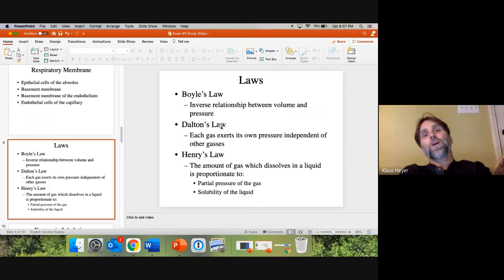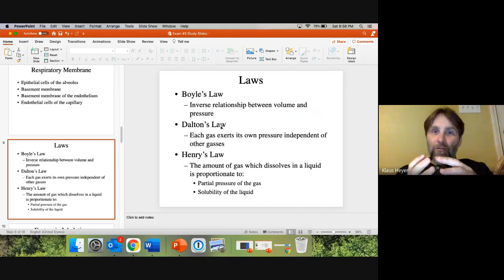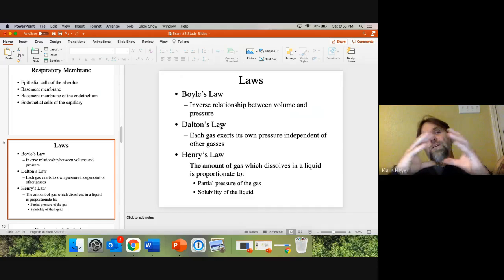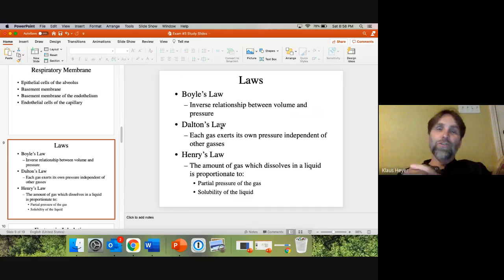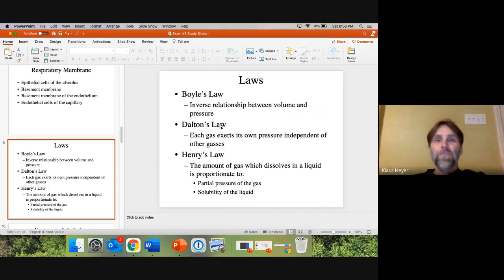You definitely need to know these three laws. You already know Boyle's law. We've talked about it when we talked about blood pressure. When you have vasoconstriction, the blood vessel becomes smaller, pressure goes up. Vasodilation, vessel becomes larger, pressure goes down. That's Boyle's law. Inverse relationship between volume and pressure. As volume goes down, pressure goes up. But that is what's behind breathing. So we'll get to that in a second. So I want you to know what Boyle's law is.